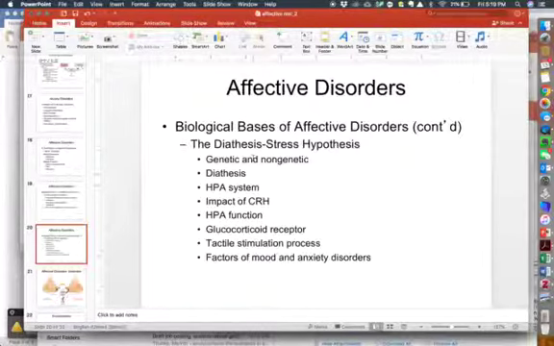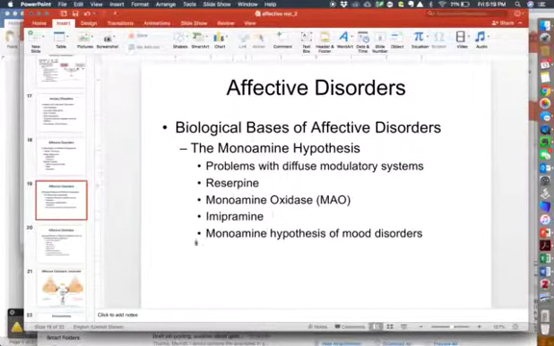and to the stress hypothesis in terms of the HPA system and tactile stimulation and these types of things that are important for being able to have function occur. And the monoamine hypothesis I didn't talk that much about, but basically is one that we've talked about before in neurochemistry, where inhibition of the breakdown of norepinephrine and serotonin seem to be really important in terms of being able to help promote and elevate mood.